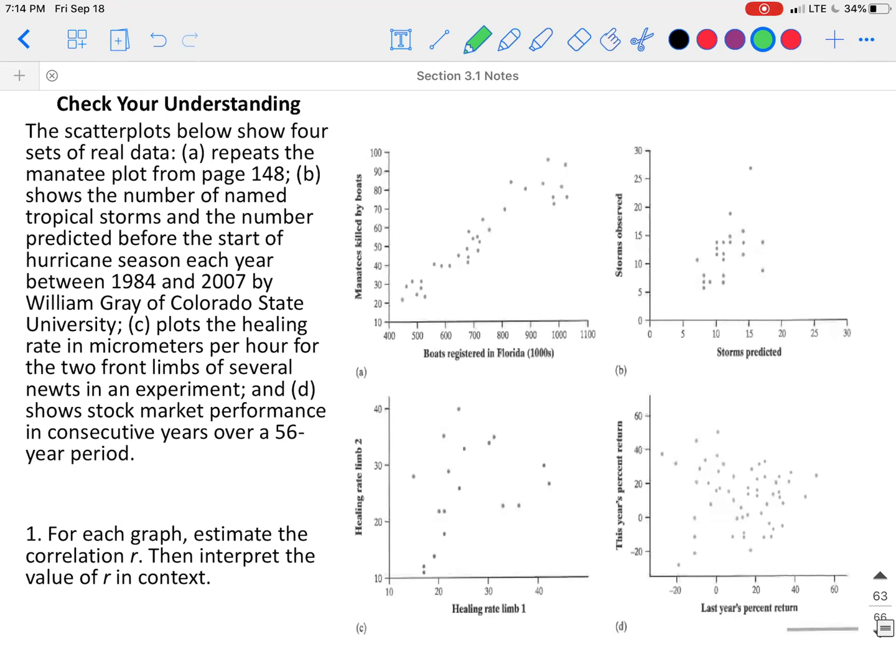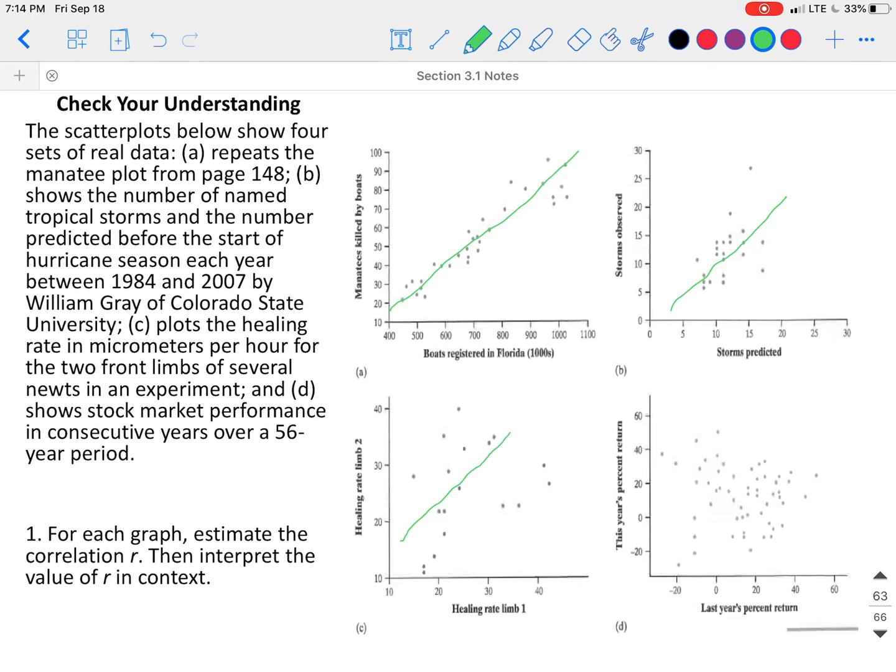So for each of these, we need to estimate an R value, then interpret the value in context. So in the boat and manatee problem, we definitely have a positive association, and those are pretty close to a line. So we would say an R value close to about 0.9. On B, you can see that it is still positive, but they are much farther away. So we would have a positive R value, but it's going to be a lower number. So we could say this one is about 0.5.